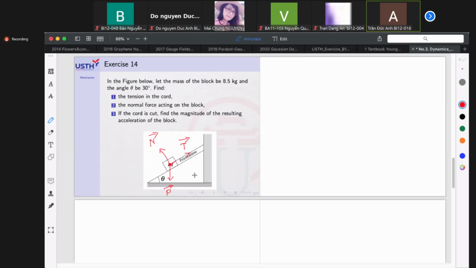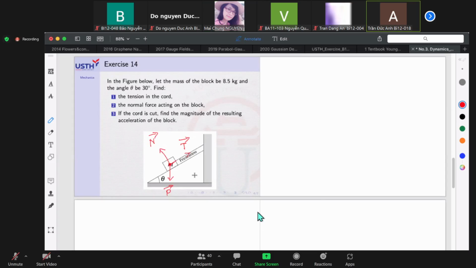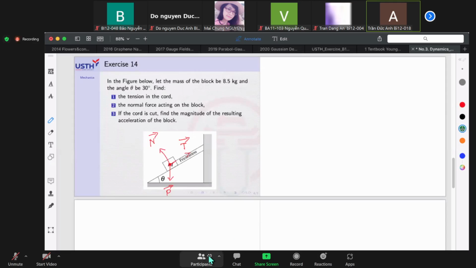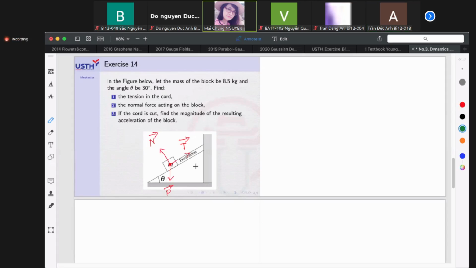So how about the second step? We will divide the weight into... Don't forget the second step. We need to show where the positive direction is. I choose it the same as the T tension. Yes, I agree with you.